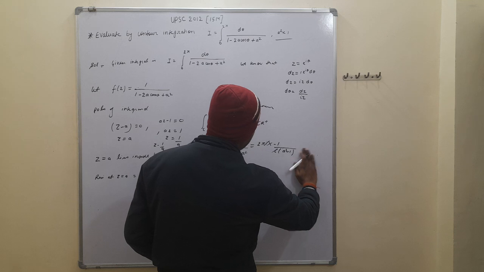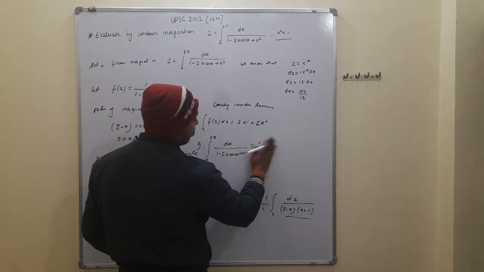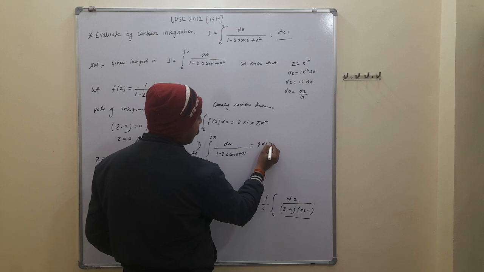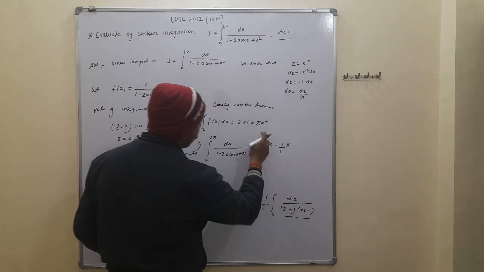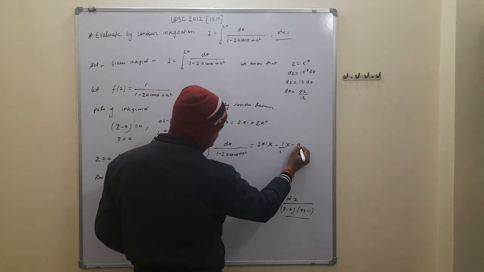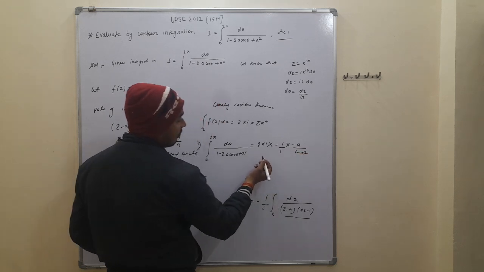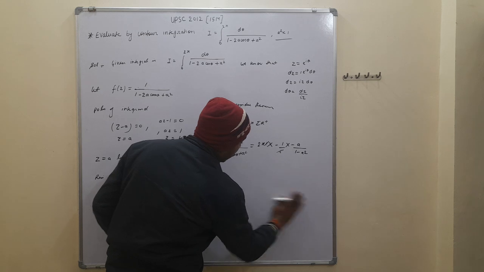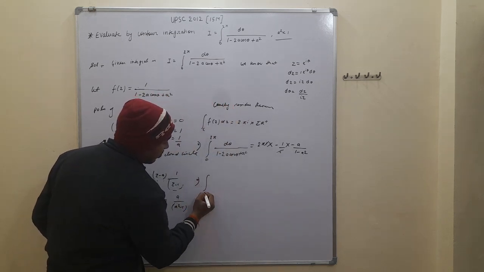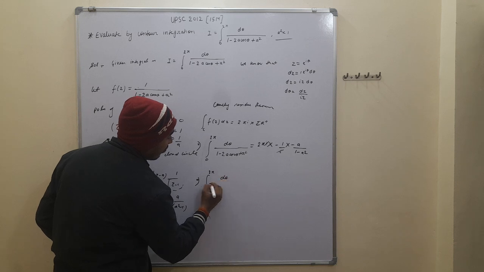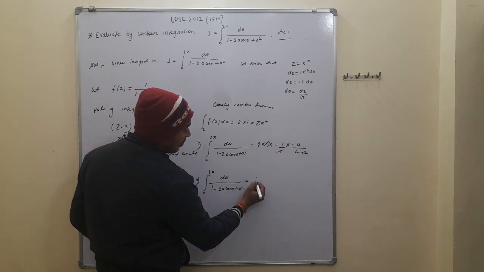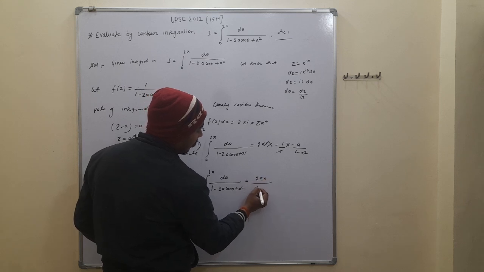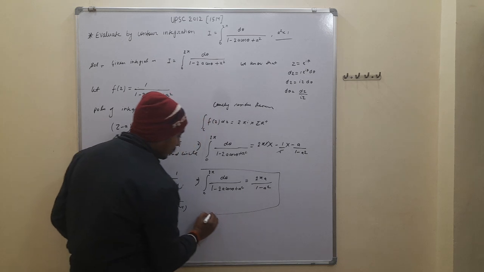So we have to put here the sum of residues is 2 pi i, and the sum of residues is given by minus 1 upon i, times minus a upon 1 minus a square, and from here i to i is cancelled out, and this is given by integral 0 to 2 pi d theta upon 1 minus 2a cos theta plus a square is equal to, minus minus is plus, 2 pi a upon 1 minus a square. This is the required solution of the given problem.